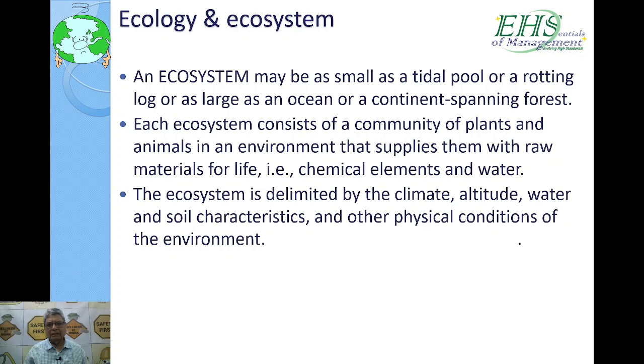Each ecosystem consists of a community of plants and animals in an environment that supplies them with raw materials for life. So there are communities of plants and communities of animals which reside in an ecosystem, and there is an environment of that ecosystem which supplies them with the raw materials of their life, their food, the chemical elements and the water. The ecosystem is delimited by the climate, altitude, water and soil characteristics and other physical conditions of the environment.